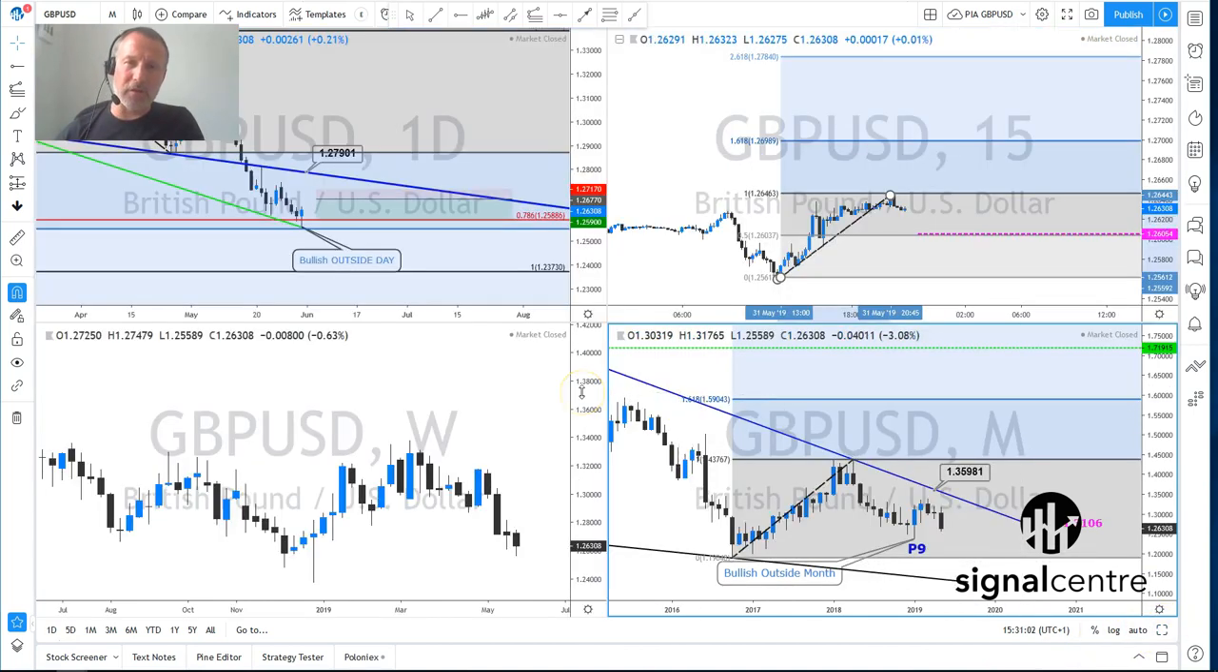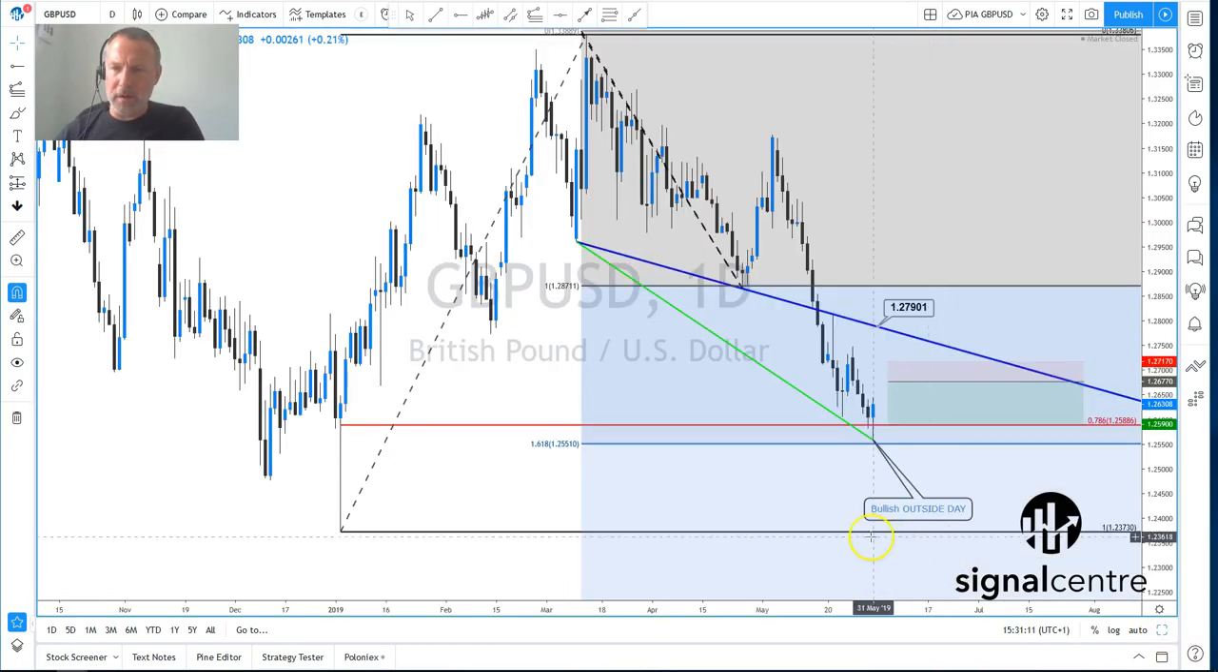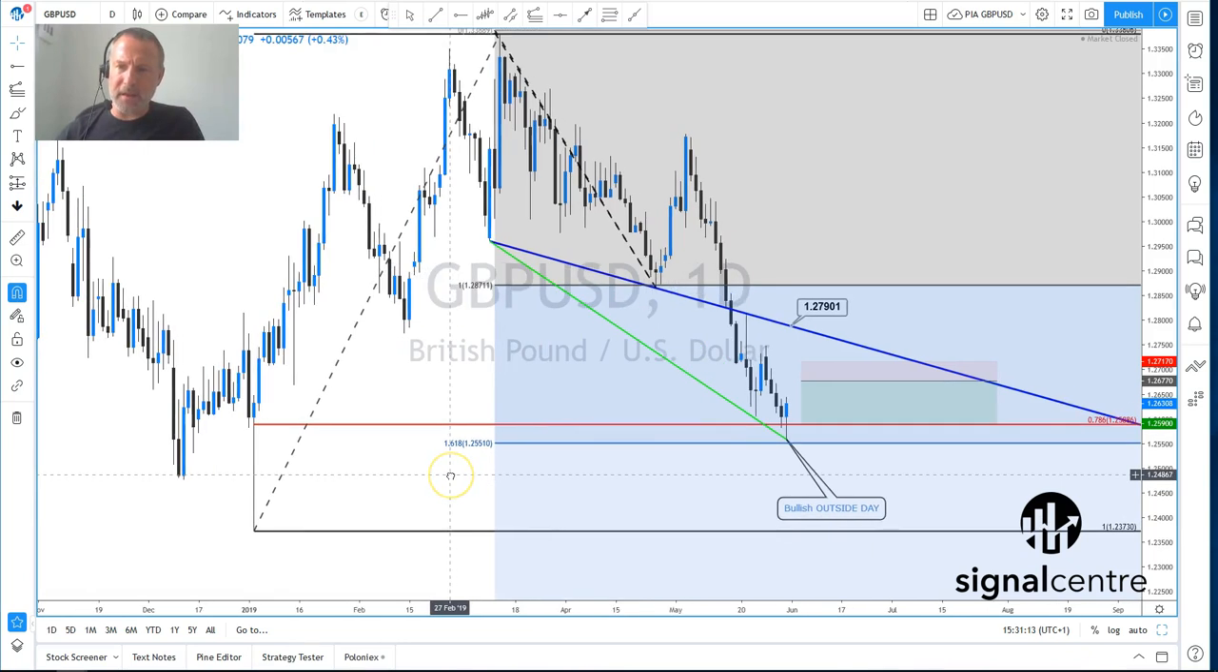That as long as that bullish outside candle holds, then really the long to medium term play should still be to buy into dips in sterling dollar. If we look at the daily chart, we have posted a bullish outside day.